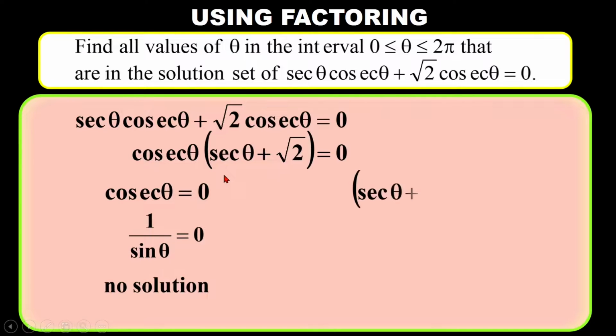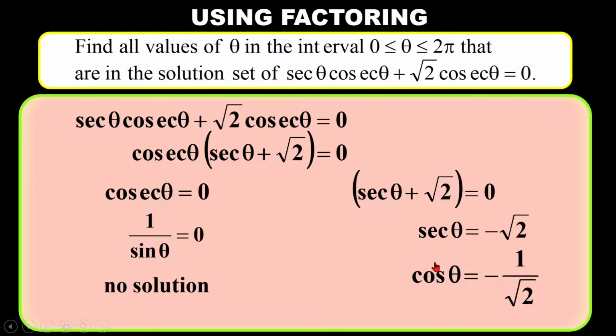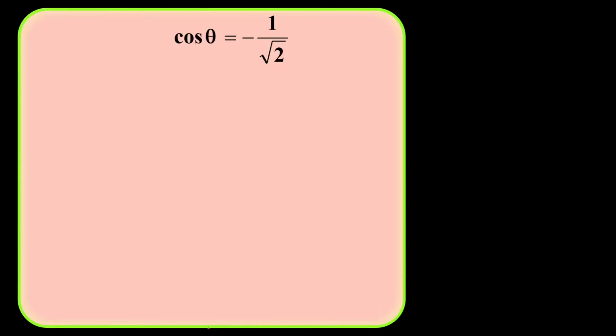Now for the second part, we have secant theta plus square root of 2. So I will have secant theta equals to negative square root of 2. Secant is actually 1 over cos, so cos theta is going to be negative 1 over square root of 2. Next, you will calculate the value of 1 over square root of 2.